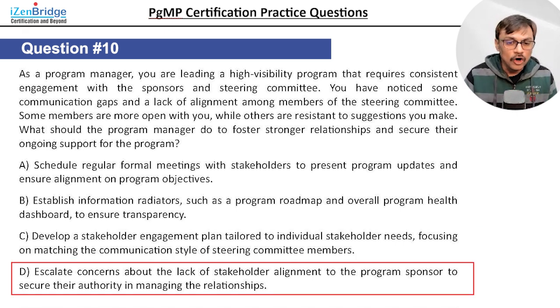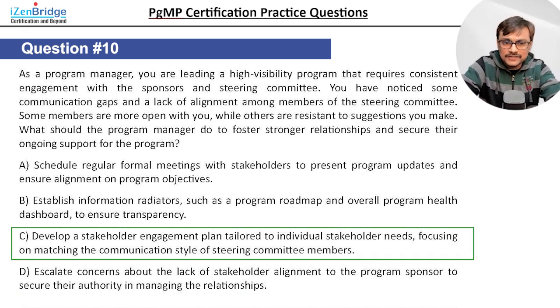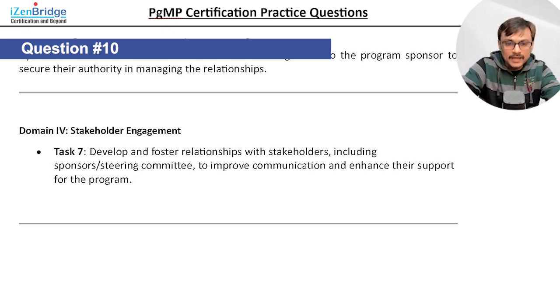Looks good. Option D, escalate concerns about the lack of stakeholder engagement to the program sponsor to secure their authority on managing the relationship. Possible, yeah, but why go for escalation when the question is helping me to deal with it myself? Escalation in program management is not a bad idea. You do, but not unnecessarily. Yeah, so you definitely go with option C, where you can come up with a stakeholder engagement plan tailored to the different needs.